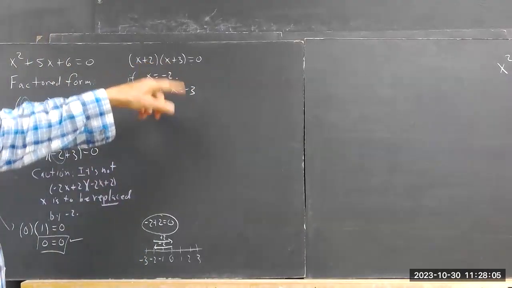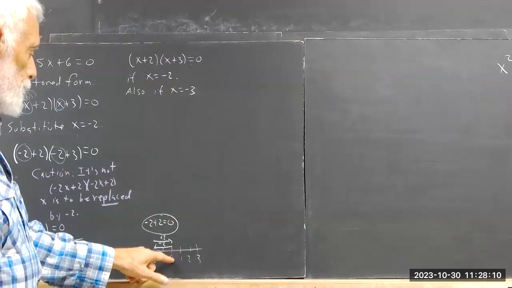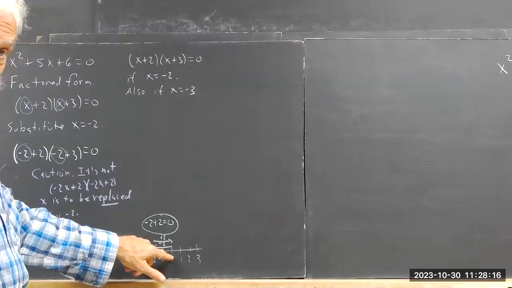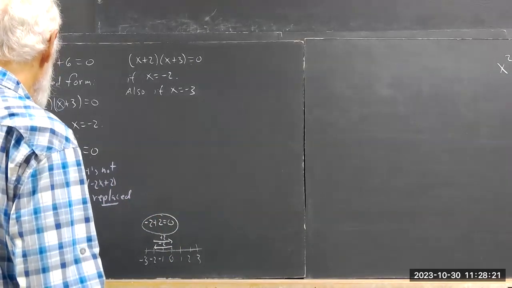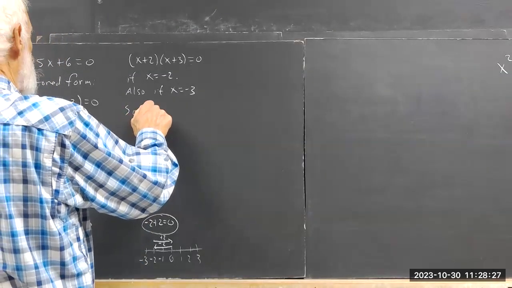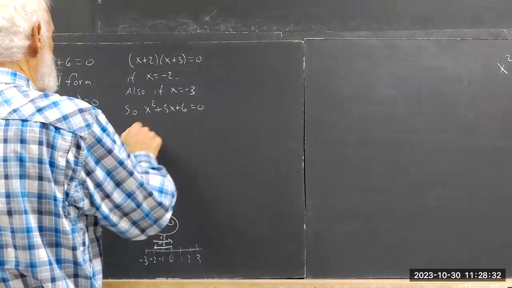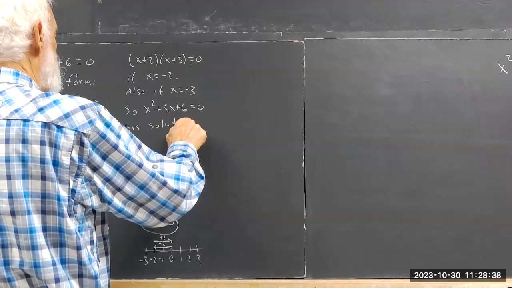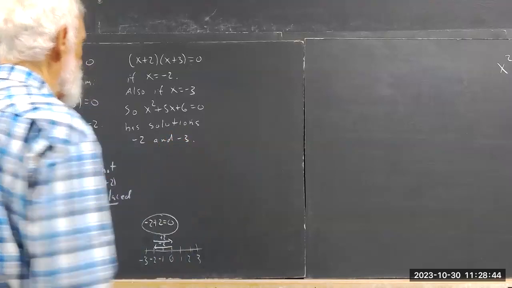X equals -2 is going to be true because you have 0 times 0. If x was -3, we could do -3 plus 3. We go 1, 2, 3 in the negative direction, and then 1, 2, 3 in the positive direction. So we have two solutions. The equation x squared plus 5x plus 6 equals 0 has solutions -2 and -3.